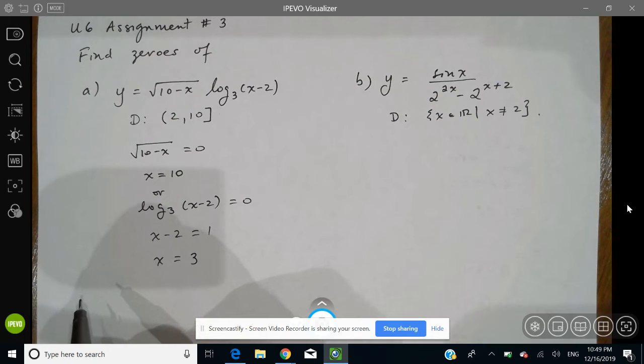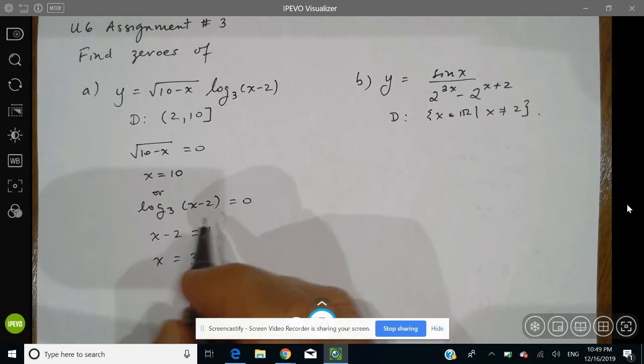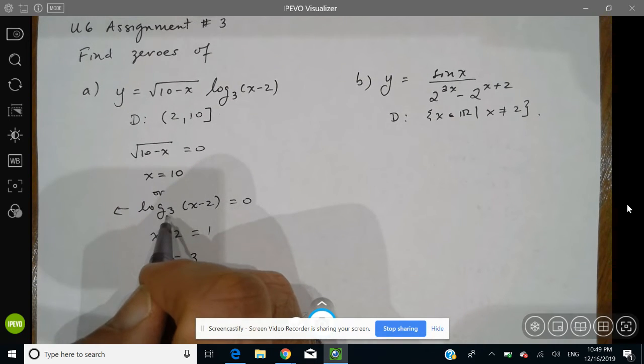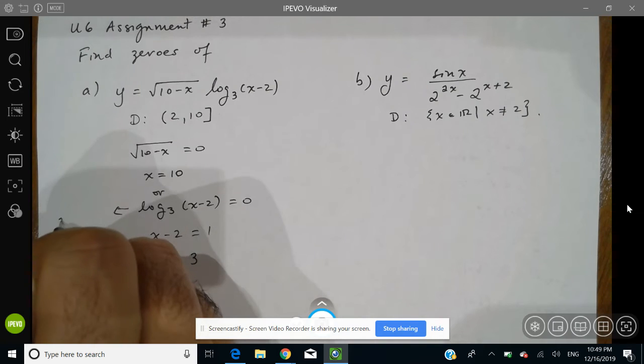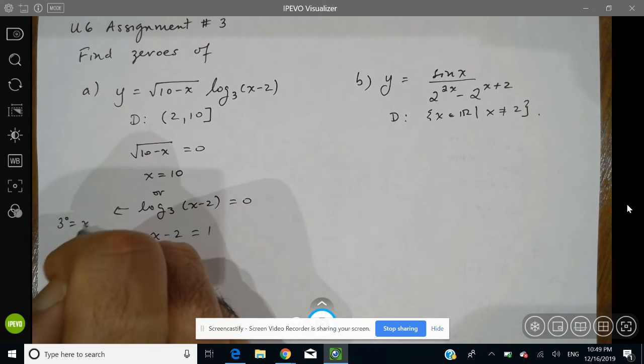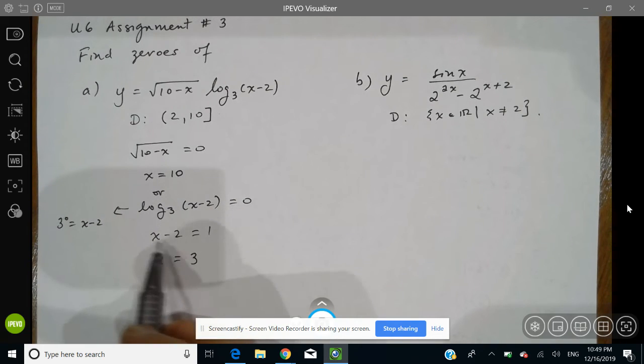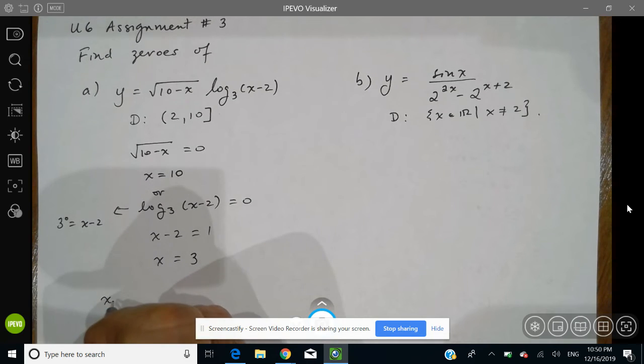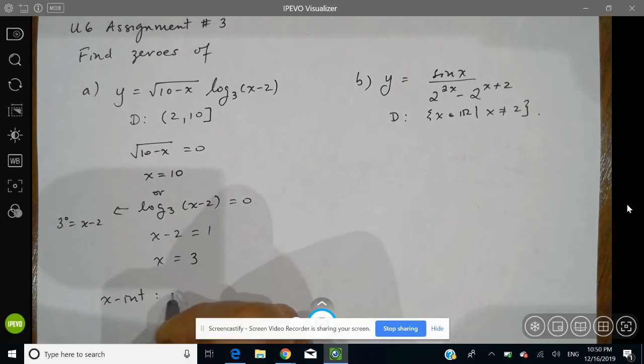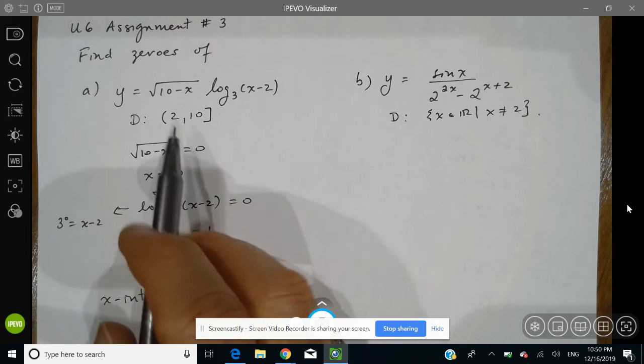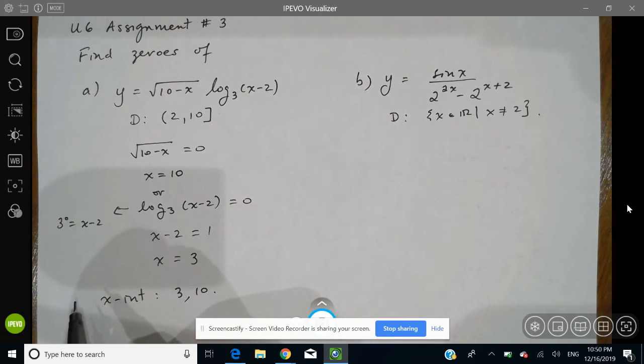Okay, so just recall, I could have done this by also converting this to exponential form, 3 to the 0 is equal to x minus 2. And lo and behold, it's exactly what I have here. Okay, x minus 2 equals 1. So there we go. Our x-intercepts then are 3 and 10. And again, we kept both of them because they were both in the domain of the function. Now we go to part B.